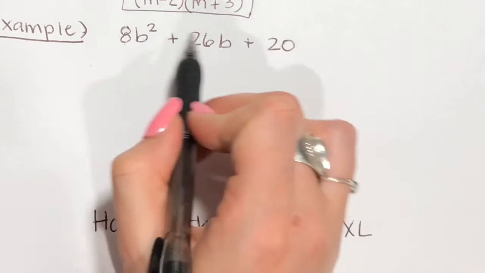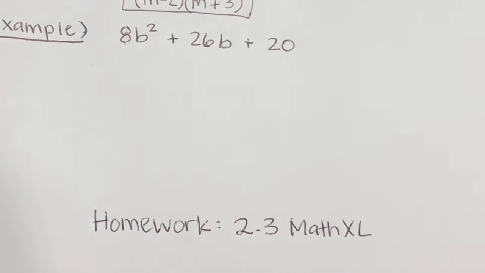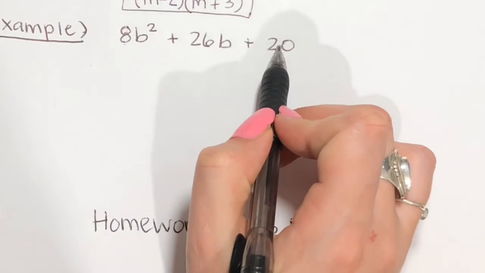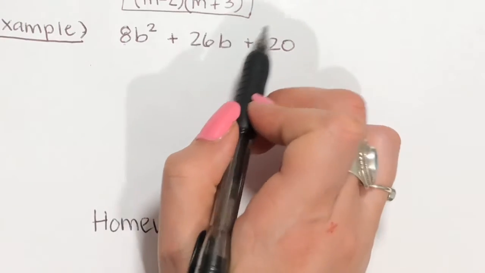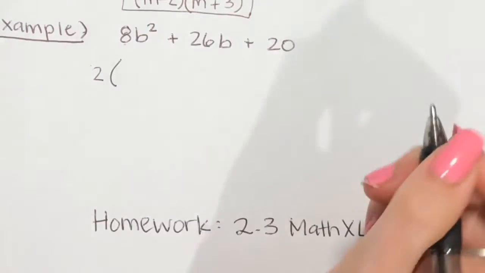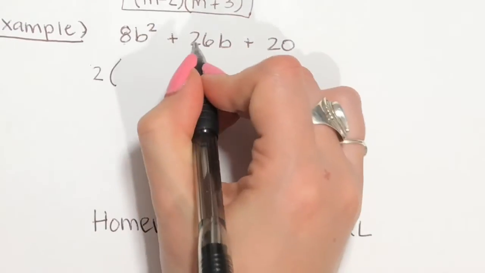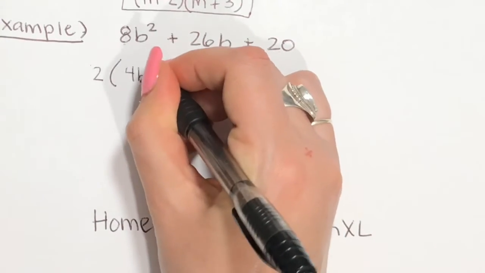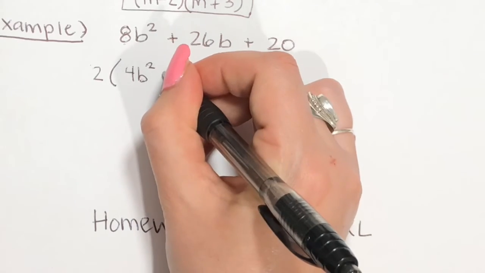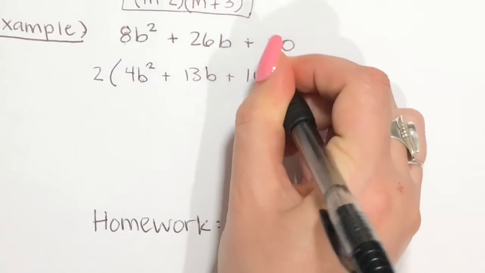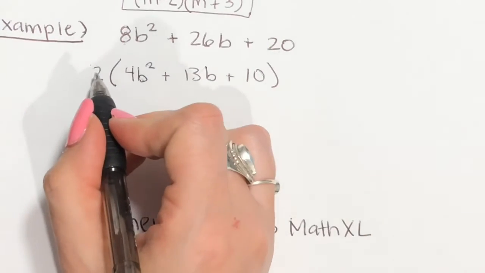So if I look at 8, 26, and 20, they're all even, so I know I can at least take a 2 out. 4 would go into 8 and 4 would go into 20, but 4 doesn't go into 26. So the biggest number we can take out is a 2. So we're going to take that 2 out first. And now it's like we're just dividing each of these numbers by 2. 8 divided by 2 is 4, so we get a 4b squared. 26 divided by 2 is 13. And 20 divided by 2 is 10. So we're just going to keep this 2 out in the front.